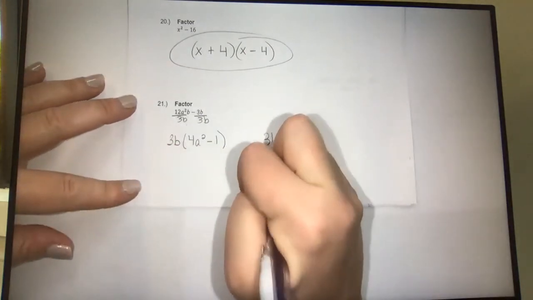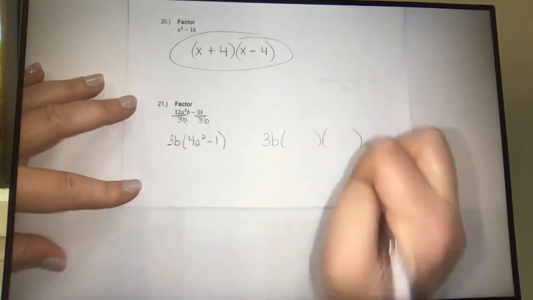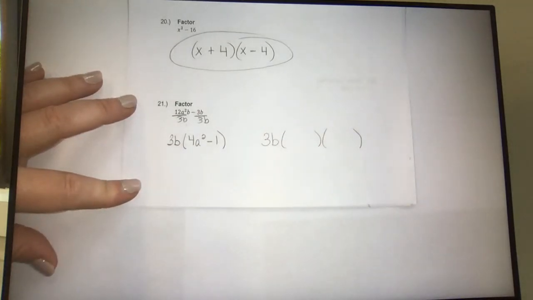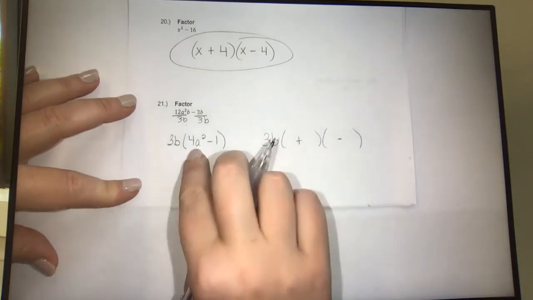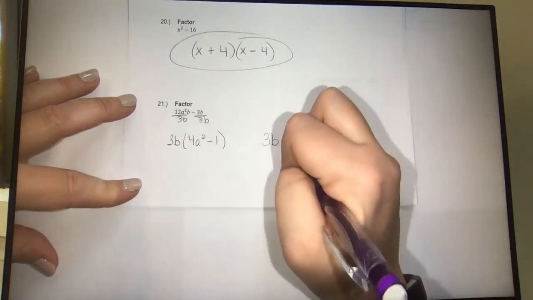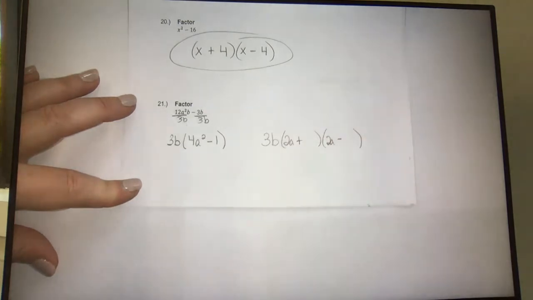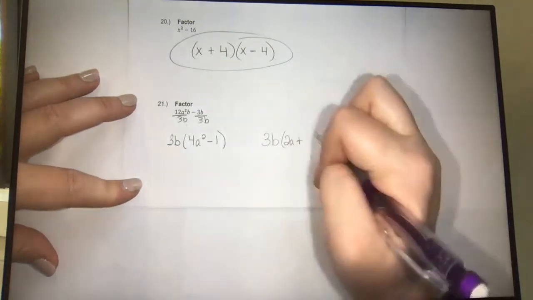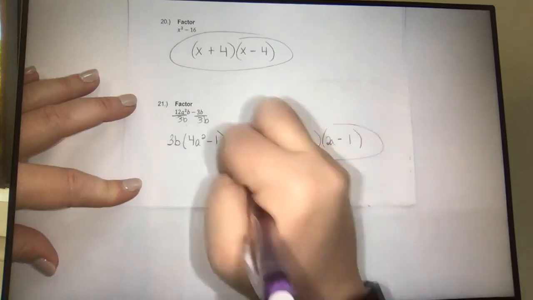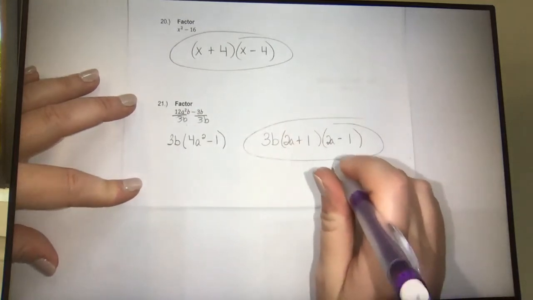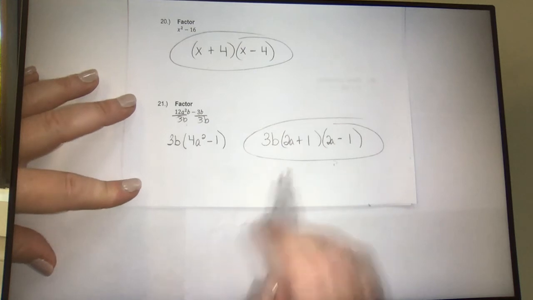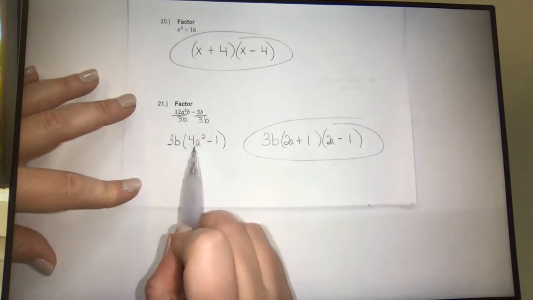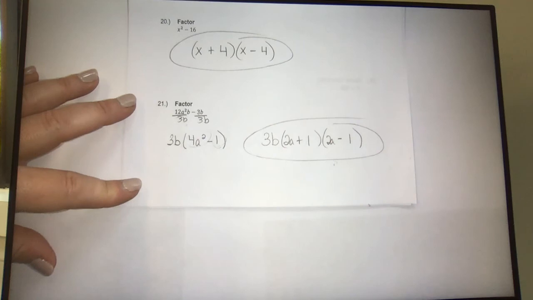So keep your GCF, but you do have a difference of squares. Opposite signs. Square root of 4a squared, 2a. What's the square root of 1? 1. And there you go. So this one gets students. Please, please, please be careful. Take your GCF, opposite signs, square root of each term. Okay.